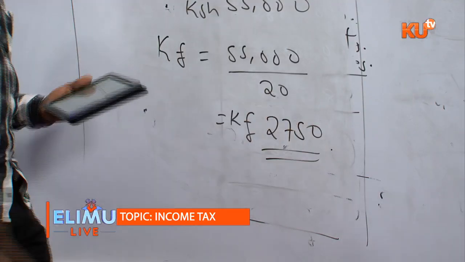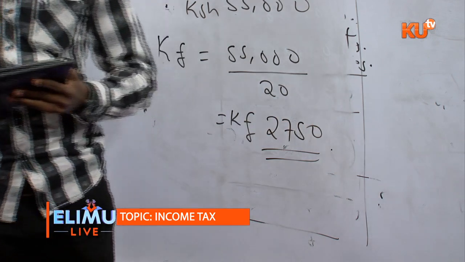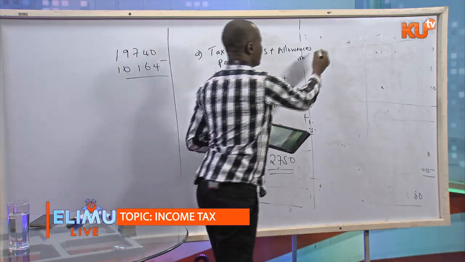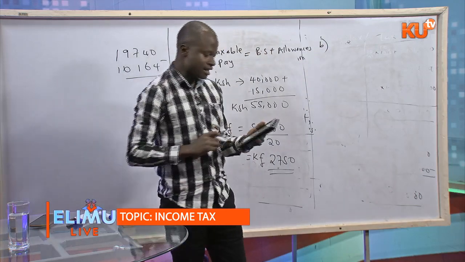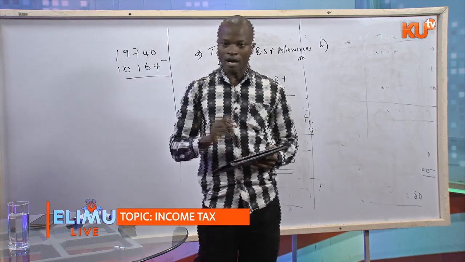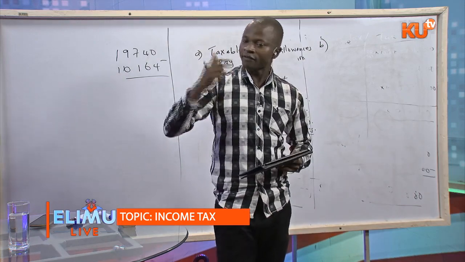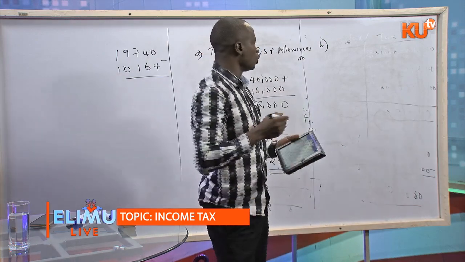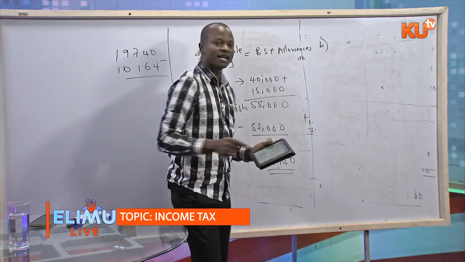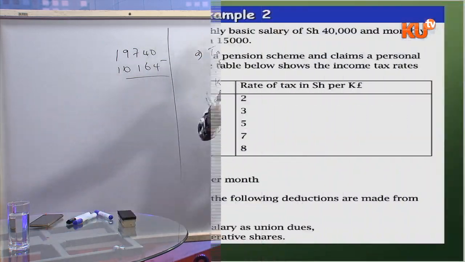2,750. You can confirm with your calculator, 2,750 pounds. Then part B. Part B asks you to find his pay in Kenyan shillings. So as we saw in example 1, the first thing you need to know is locate in which slab 2750 lies, so that you know you will tax up to where.